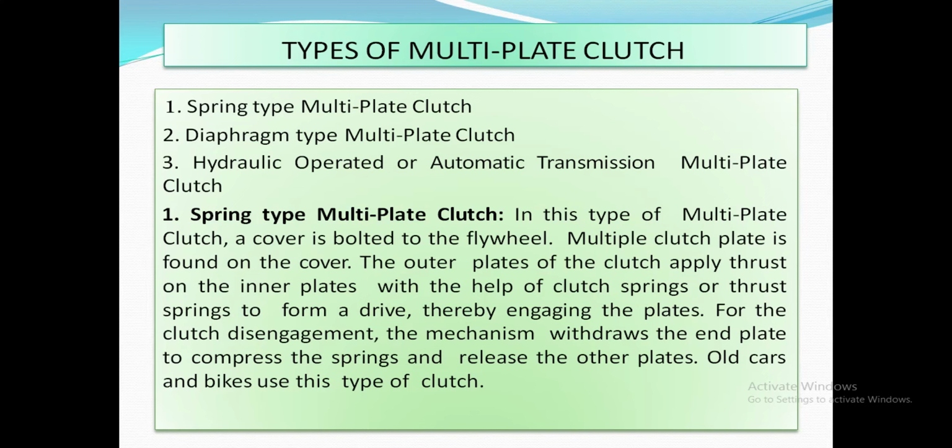In this type of multiplate clutch, a cover is bolted to the flywheel. Multiple clutch plates are found on the cover. The outer plates of the clutch apply thrust on the inner plates with the help of clutch springs or thrust springs to form a drive, thereby engaging the plates. For clutch disengagement, the mechanism withdraws the end plate to compress the springs and release the other plates. Old cars and bikes use this type of clutch.